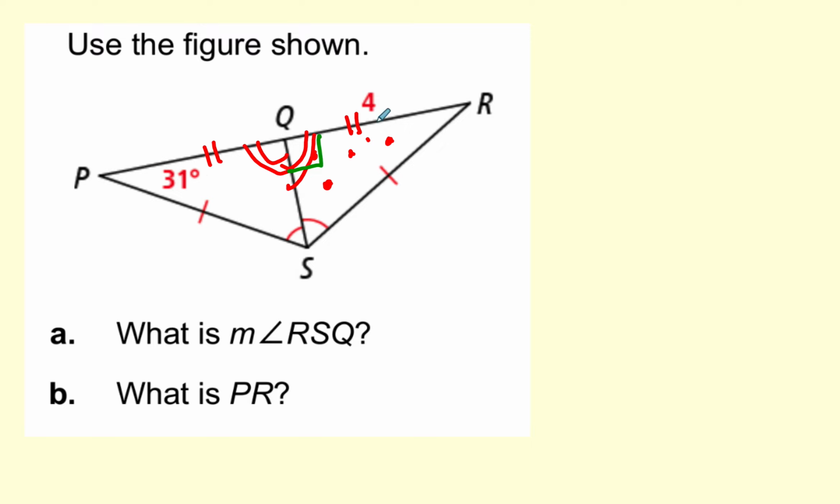This is 31 degrees. This will be 31 degrees. If this is 31, this is 90, then this is going to be 59 degrees. So this angle will be 59 degrees, and PR from here all the way to here, remember this is 4 and this is 4, so this whole answer will be 8.